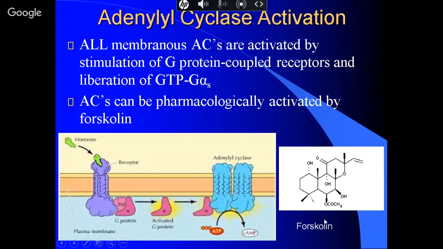And this is a molecule, forskolin, which you're going to see the term forskolin, and it's activated by forskolin. If you read the literature at all, it's not a physiologic compound. It's a pharmacologic tool. But I thought you should just know about it.